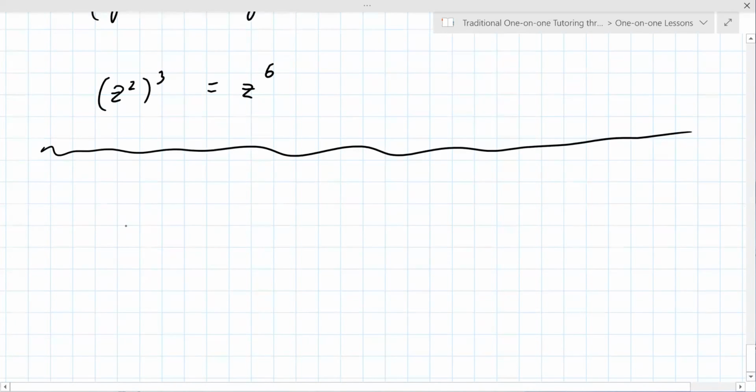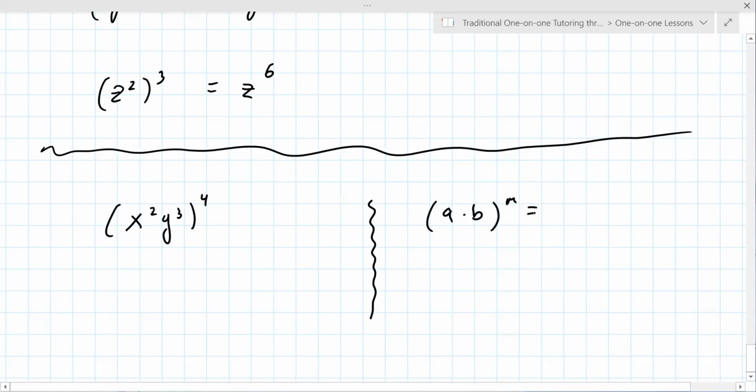So the next one is x squared y cubed to the power of 4. And again, over here is the rule. If you have a times b to the m, now keep in mind there's really a 1 there and a 1 there. It's a to the 1 times m, b to the 1 times m. And I write the ones there because you're not going to get a 1 there. You're going to get like a 2 and a 3, and you multiply these numbers. So here you multiply the 4 times 2 and the 4 times 3.